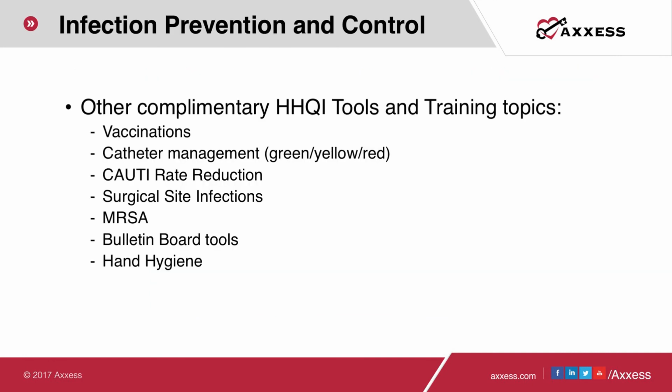Other complementary HHQI tools and training topics include things such as vaccinations, your catheter management, the green, yellow, red, like I just showed you, your catheter UTI rate reduction, surgical site infections, MRSA, even bulletin board tools that you can put up in the office, which help keep this front of mind as you're trying to teach your staff. These bulletin board tools can come in very handy, and also hand hygiene tools and training topics.